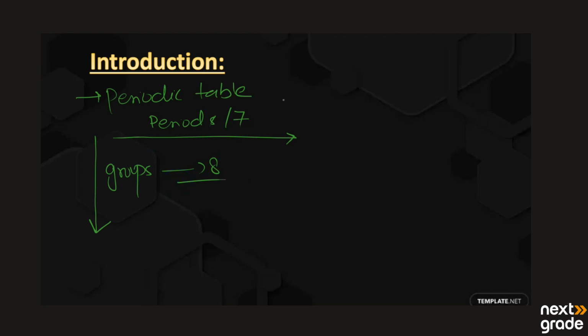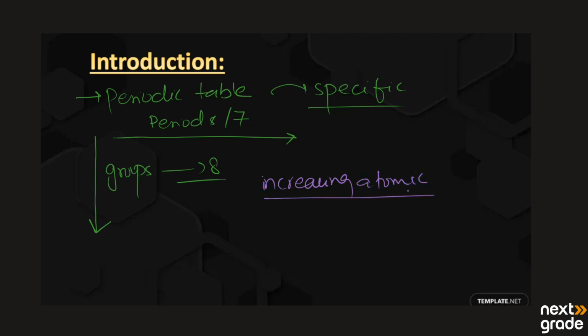This arrangement of the elements is very specific, as the elements have been arranged in increasing atomic number. When we arrange the elements in increasing atomic number, their properties are repeated in a regular manner. So that regular manner of repetition of the properties is known as periodicity of the properties.